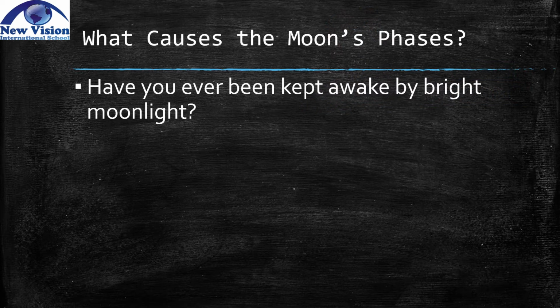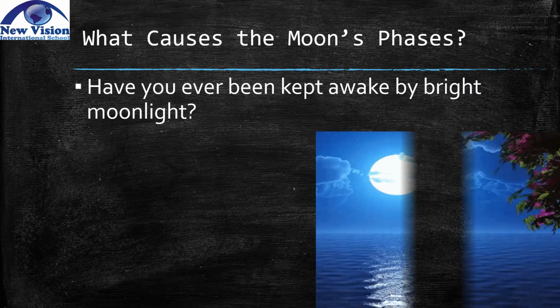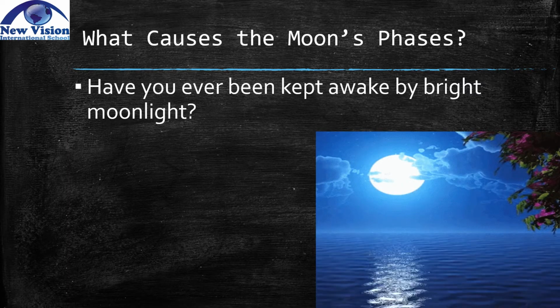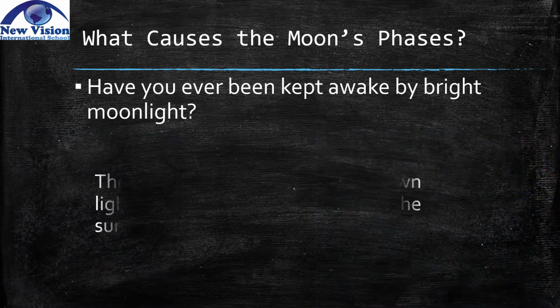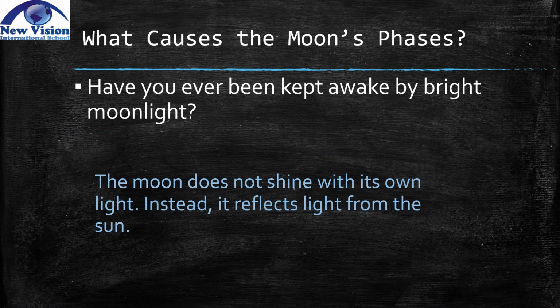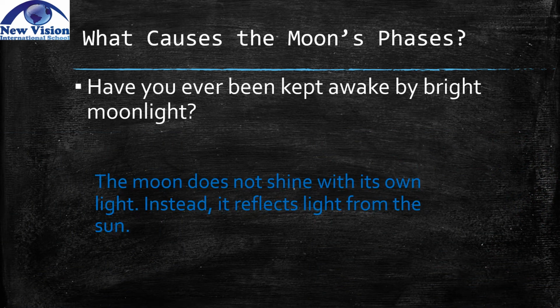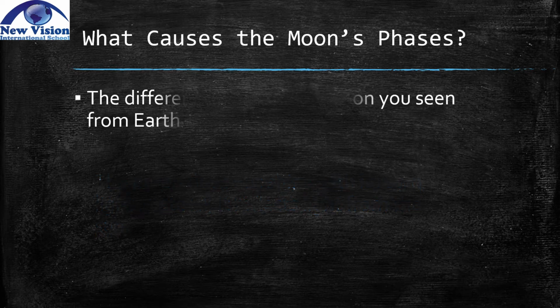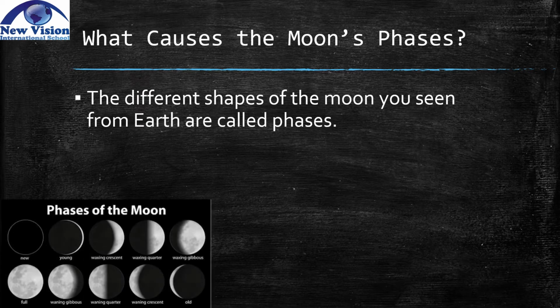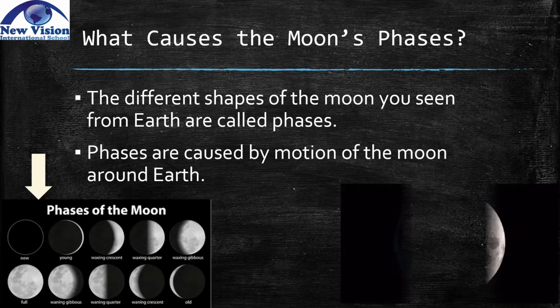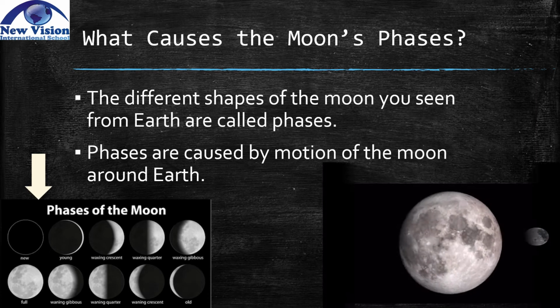What causes the moon's phases? Have you ever been kept awake by bright moonlight? The light streaming through your window actually comes from the sun. The moon does not shine with its own light. Instead, it reflects light from the sun. The different shapes of the moon you see from Earth are called phases. Here are the phases of the moon. Phases are caused by motion of the moon around Earth.